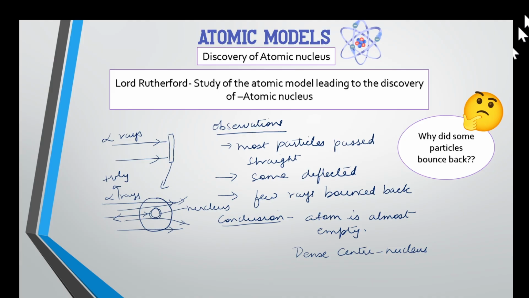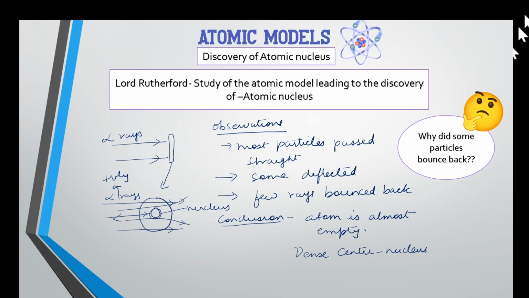Your answer will be that the particles bounced back because those were alpha particles, and when they were trying to move towards the concentrated positive mass in the center, like charges repel. Hence, they were getting deflected by large angles because of the central core.